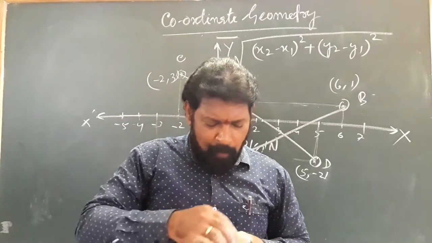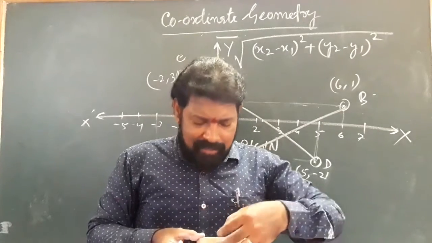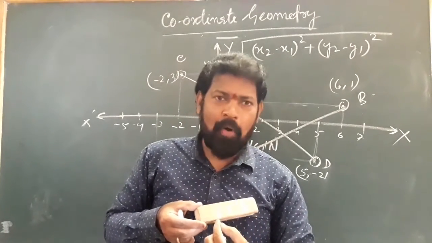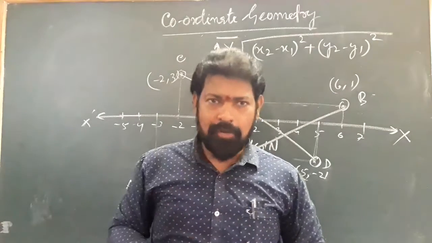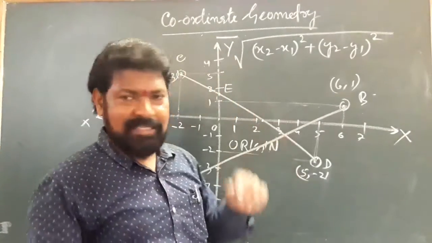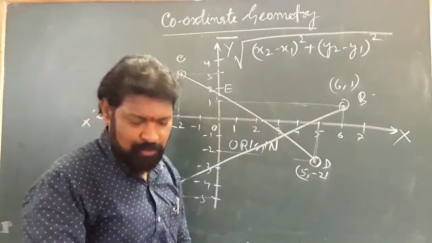So for any particular point taken between C and D, in what ratio does the point E divide the total CD? That is called the section formula, and I will tell you the section formula also. Now let's go to the distance formula and section formula.